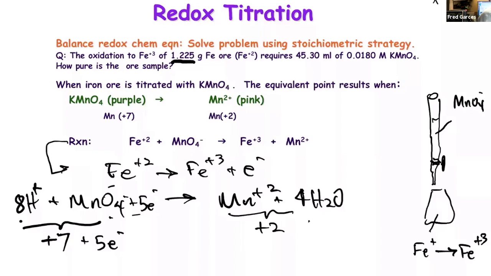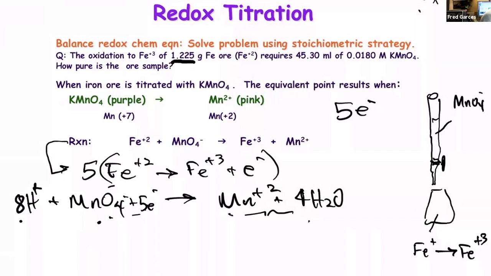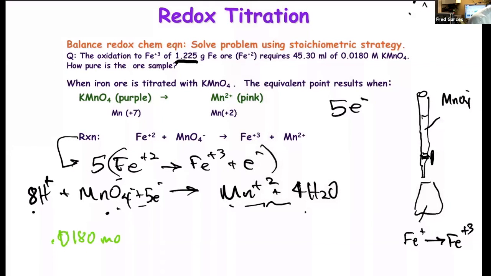The only thing I need in this balanced equation is the number of electrons. This is 5, so I need to multiply that by 5. There are 5 electrons exchanged. I don't even have to complete that whole equation. Now I know the stoichiometric ratio. And the reason why I need to know the stoichiometric ratio is because now I can do the stoichiometry. This is the stoichiometry. It tells me that I need 0.0180 moles per liter of potassium permanganate, MnO4.